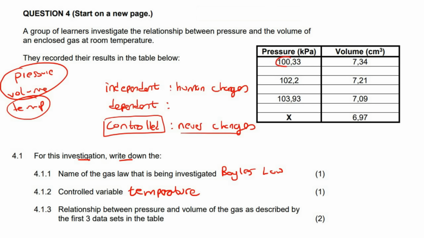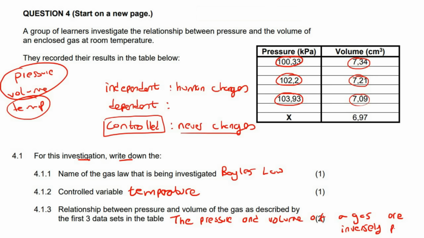Okay, so what we can see is that as the pressure is increasing, can you see the pressure is increasing? What is happening to the volume? The volume is decreasing. So we can say the pressure and volume of a gas are inversely proportional. What that means is that if the pressure, for example, goes up, then the volume goes down. Okay? So that is called inversely proportional. If they both go the same, so if one of them goes up and the other one goes up, or if one of them goes down and the other one goes down, that is called direct proportion.